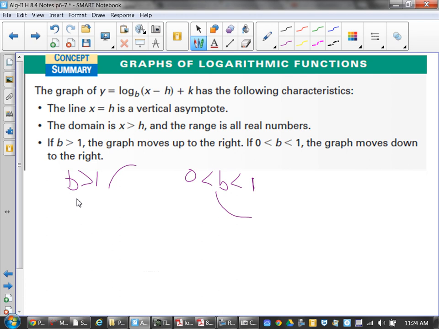Can you never have a negative b? Correct. No, you won't have a negative base. You can't have a negative base in the log.